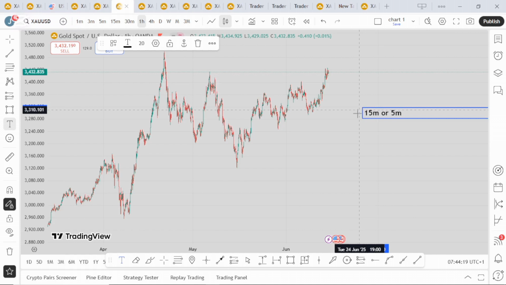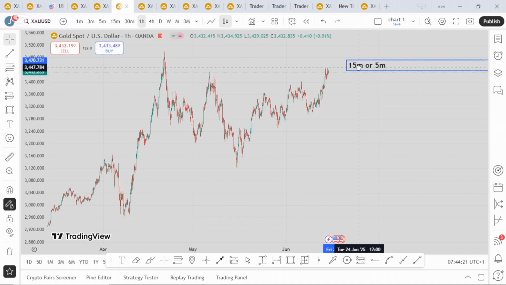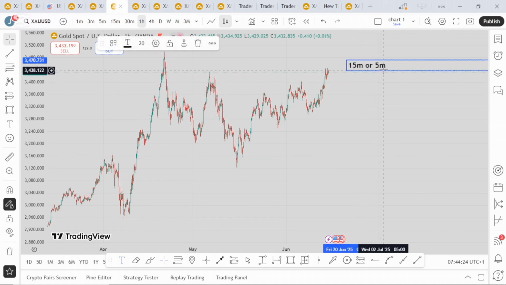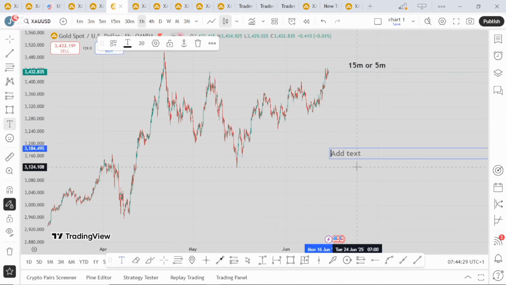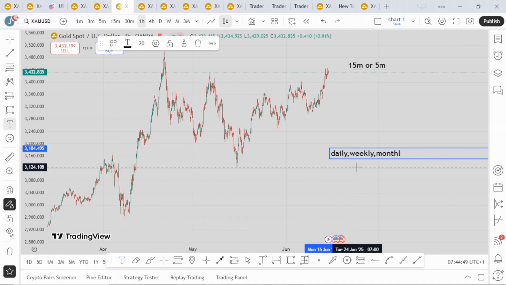Now remember I said that the big boys don't take their trades within 15 minutes or 5 minutes. Mostly, the time frames they take their trades from are the daily, weekly, monthly, and then upward. Mostly these are the time frames that the big boys use.